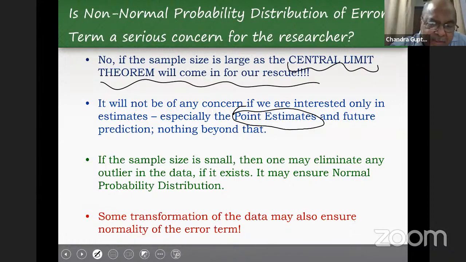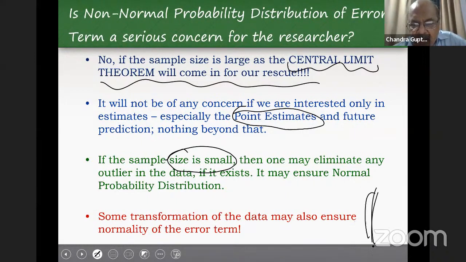If the sample size is small, then one may eliminate any outlier in the data if it exists. It may ensure a normal probability distribution, or you can use some kind of transformation, like log transformation. So normality is not a very serious problem, and many of you can take care of it by taking care of the outliers, extreme values, or by doing some kind of transformation. Is that okay?